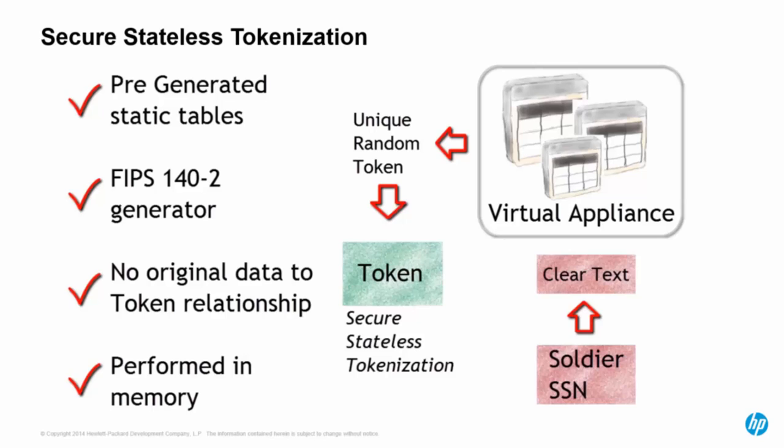This technology is used predominantly, and the first adopters in a big way were in the credit card industry. So when you use credit cards, this is that technology that allows you to use your credit cards securely within an environment and pass them around, because it's secure stateless tokenization. We don't spend a lot of time talking about this. I have a whole other lecture series just on secure stateless tokenization.